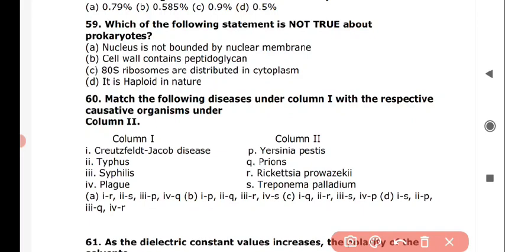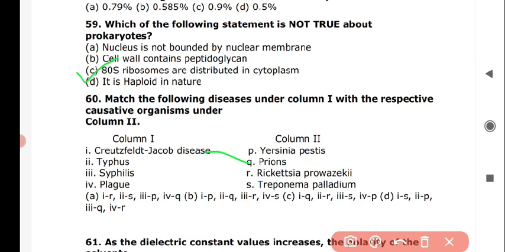Next question is, which of the following statements is not true about prokaryotes? And the correct answer is option C, that is 80S ribosomes are distributed in cytoplasm. Next question is, match the following diseases under column 1 with the respective causative organisms under column 2. So in column 1, the first disease is Creutzfeldt-Jakob disease, and it correctly matches with option Q, that is prions.